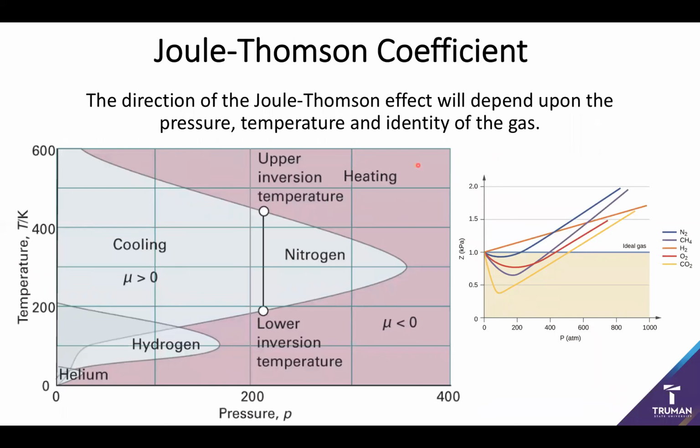Now let's go ahead and try and look at this a little bit more on how our Joule-Thomson coefficient is going to be pressure, temperature, and identity of the gas dependent. So if I have, say, a relatively ideal gas, it's going to have a Joule-Thomson coefficient that's going to be, in general, fairly close to 0. But more importantly, let's go ahead and look at when it has a positive Joule-Thomson coefficient.